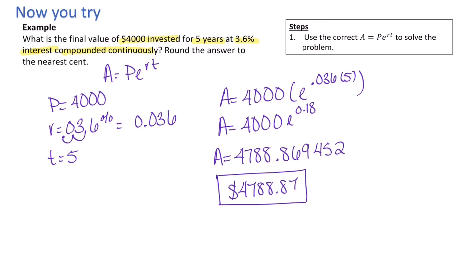So we're going to plug into the formula A equals P e to the rt. P is $4,000, our initial investment. 3.6% as a decimal is going to be 0.036, and then we have 5 years. So when we plug it all in, we get 4,000 times e to the 0.036 times 5, which is 4,000 times e to the 0.18. And then when we round it to the nearest cent, we get $4,788.87.